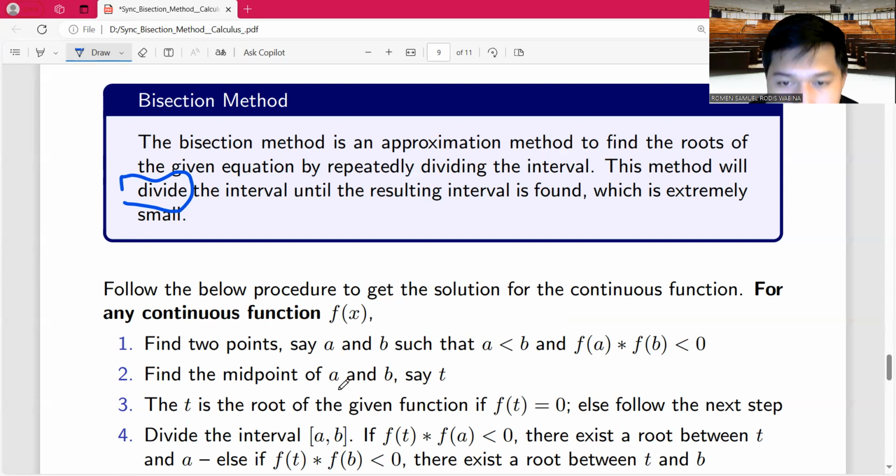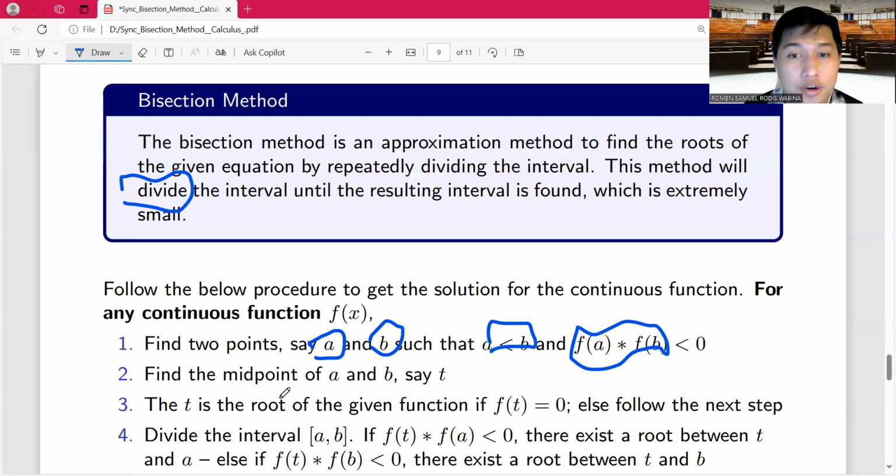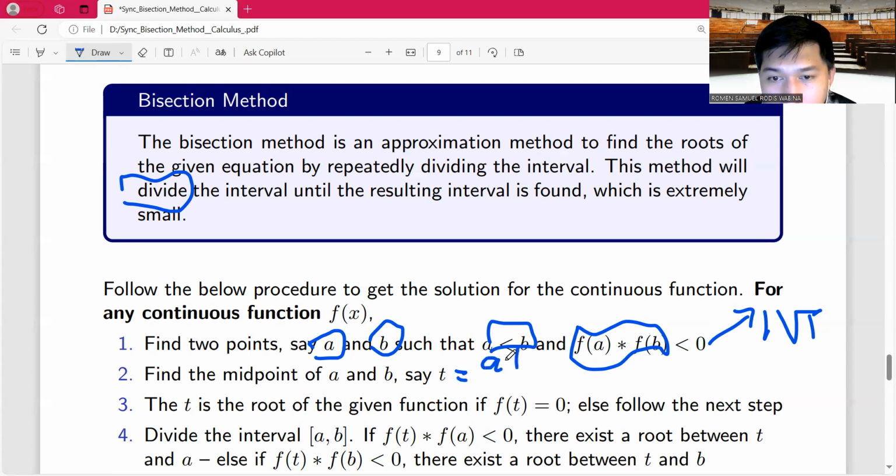Let's say A and B. This is the interval that is given in the problem, such that A is less than B, and f of A times f of B, their product, is less than 0. Recall that this is IVT, the intermediate value theorem. If we have the initial values A and B, let's find the midpoint of A and B. Let's say T. So basically, T is equal to A plus B all over 2.